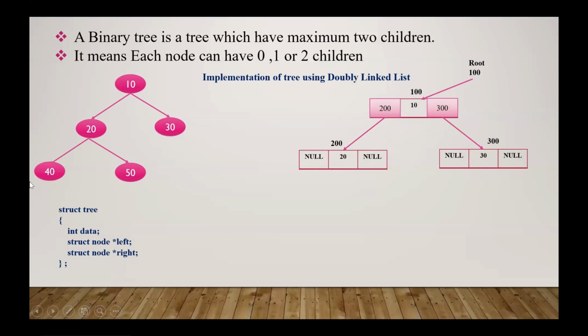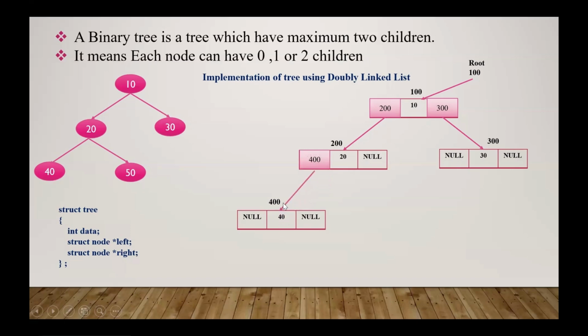Again, for example, we want to store the 40. So we have to create the address for the memory allocation. 40, address is 400, data is 40, both pointers store the null value, and we have to make a connection. So how to make a connection? The left pointer stores this address and makes the connection.